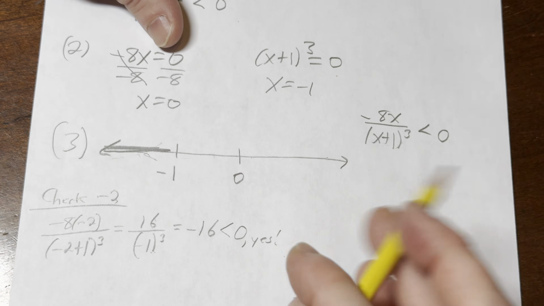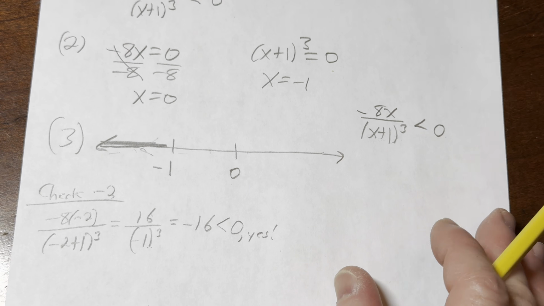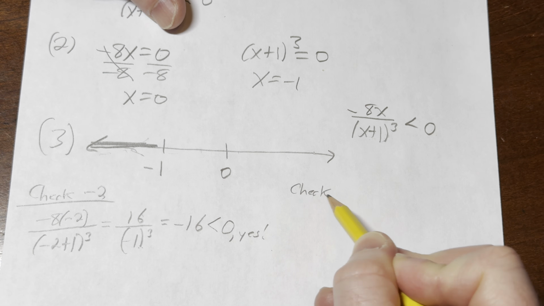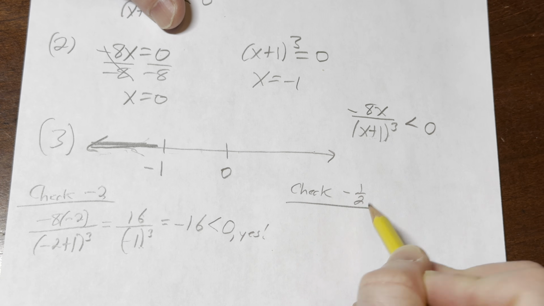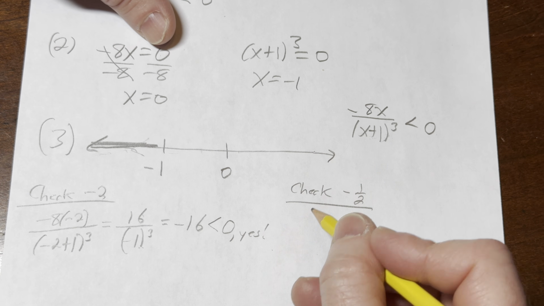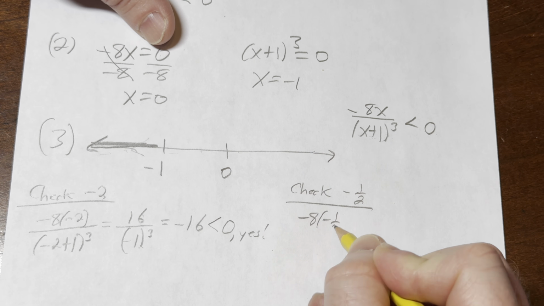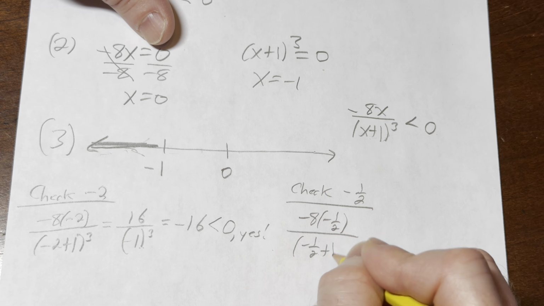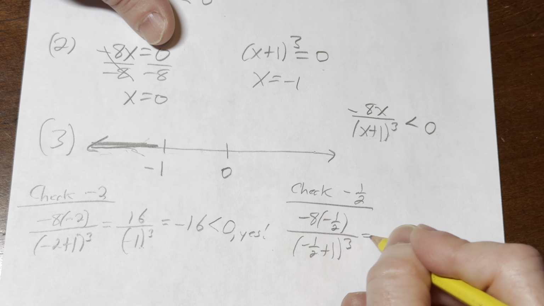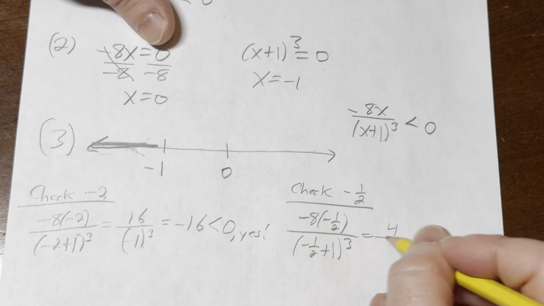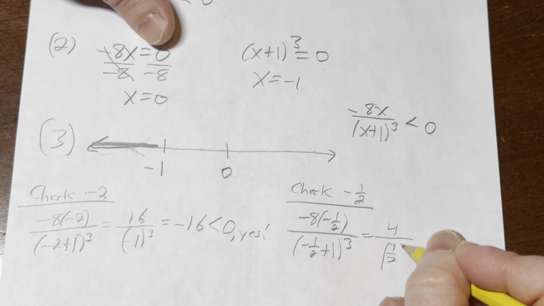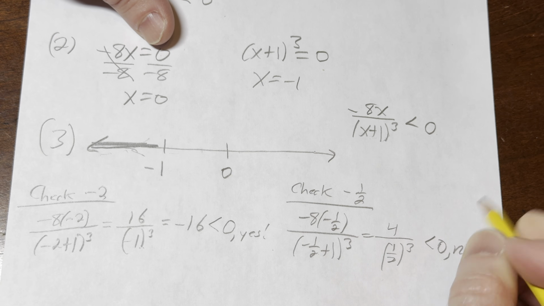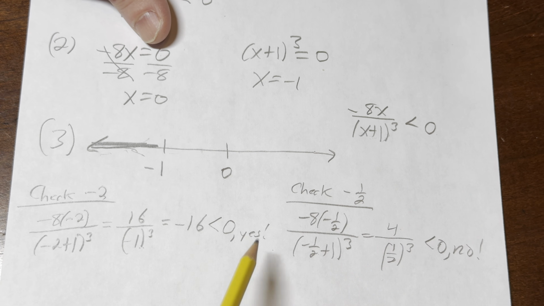Now let's pick a number between negative 1 and 0. Well, I think negative 1/2 is the easiest choice. So check negative 1/2. We're going to plug it in here. So you get negative 8 times negative 1/2 over (negative 1/2 plus 1) cubed. This is going to be 4 over 1/2 cubed. Is that less than 0? No, it is not, right? Because it's a positive over a positive, so we don't shade.